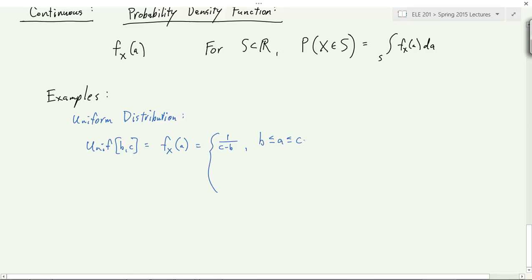You know what, I'm going to use X just so you don't get A confused. A, B, and C are too close in the alphabet there. All right, so if X is between B and C, then it has a non-zero density. Otherwise, it's 0.